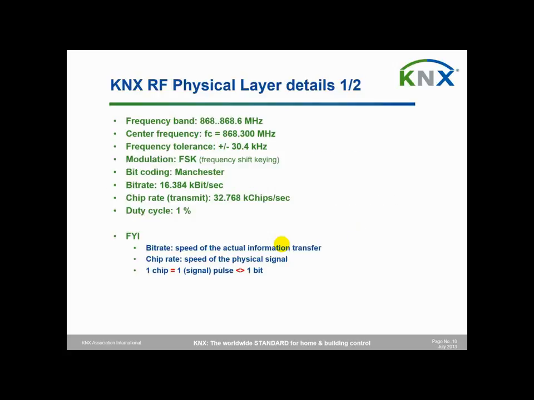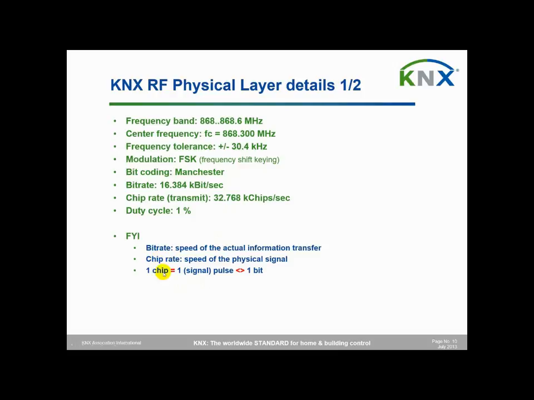Okay, then some specifics on the physical layer. So I just added here a few details, out of completeness reasons and also out of courtesy for you to easily check when you get these slides after the webinar. So we can see here that FSK, frequency shift keying, is used for the modulation. The bit coding is the Manchester bit coding. Also the chip rate, the bit rate, etc. is well mentioned on the slide.